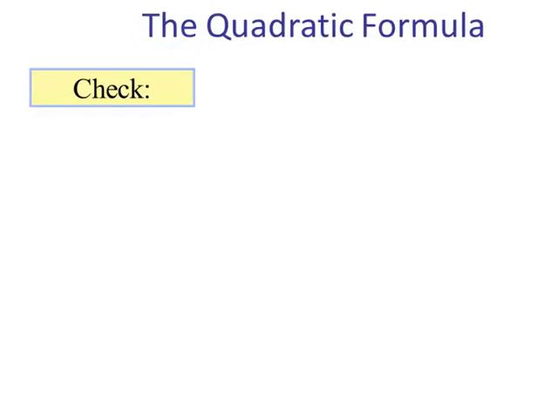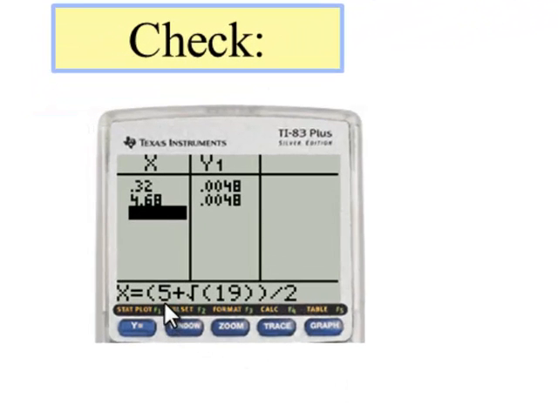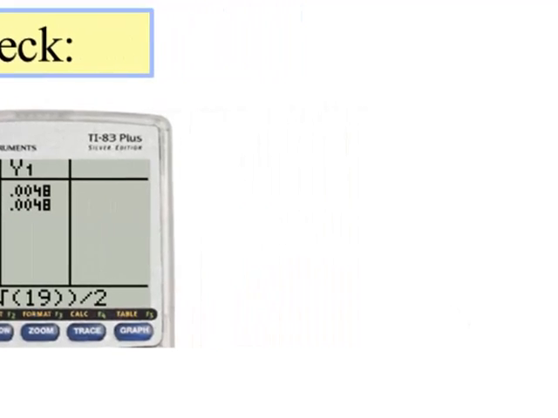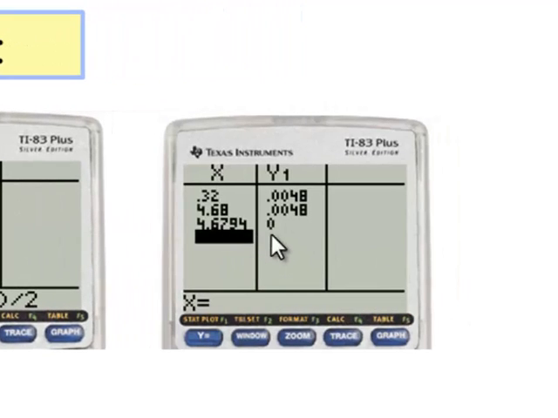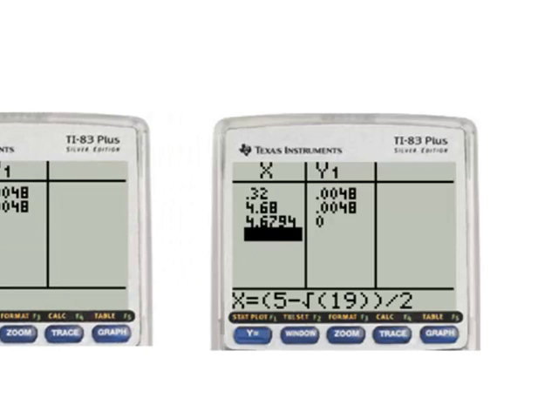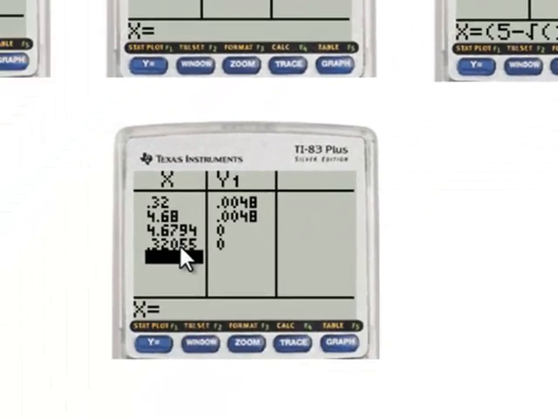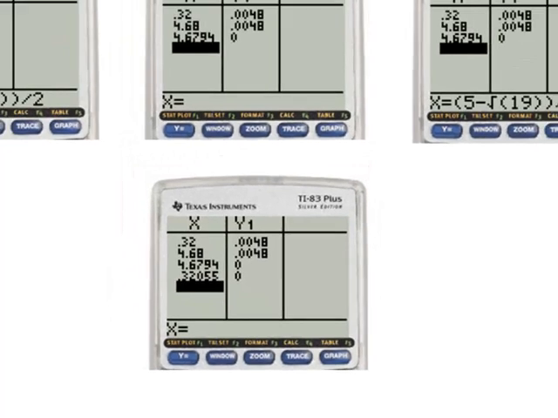If we need to be super precise, we can actually type in 5 plus the square root of 19, all divided by 2. Don't forget your parentheses here. Hit enter, and it says it's 0. For the other solution, 5 minus the square root of 19, don't forget your parentheses, all divided by 2. Hit enter, and again we get 0. So we have verified the solutions for this quadratic equation.